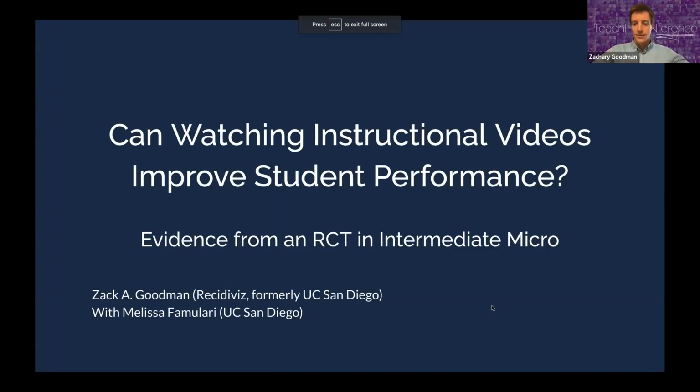It was super interesting. I want to go ahead and share my screen. I'll start a slideshow here. All right, we all good? Everybody can see my screen? Very excited to share with you some results from work with my co-author, Melissa, who's in our virtual audience today. We are going to tell you about a technology called the Intermediate Microeconomics Video Handbook, and the results from an experiment we ran to try to get an estimate of what the effects are of this technology.